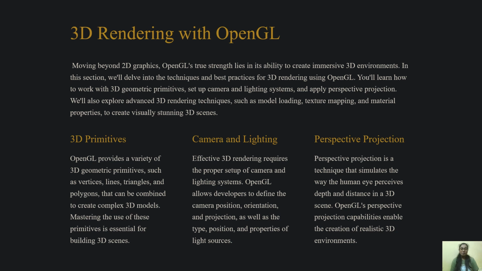Camera and lighting. Effective 3D rendering requires the proper setup of camera and lighting systems. OpenGL allows developers to define the camera position, orientation, and projection, as well as the type, position, and properties of light sources. And the third one is perspective projection.